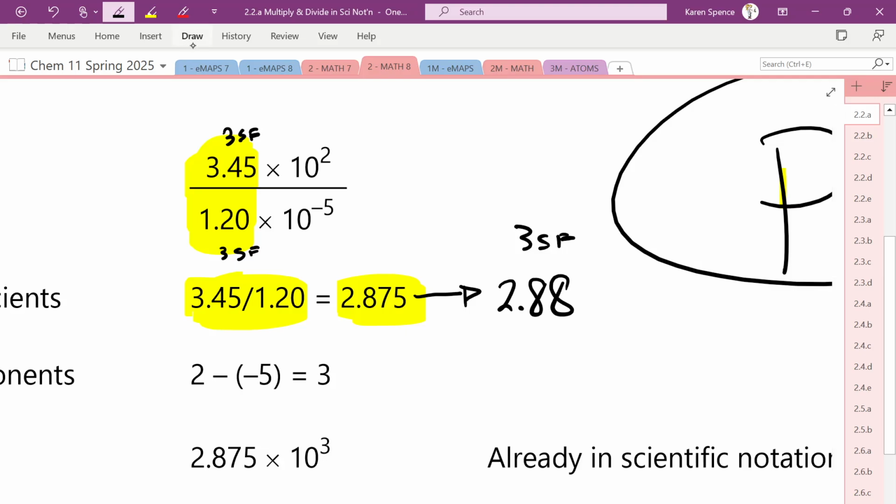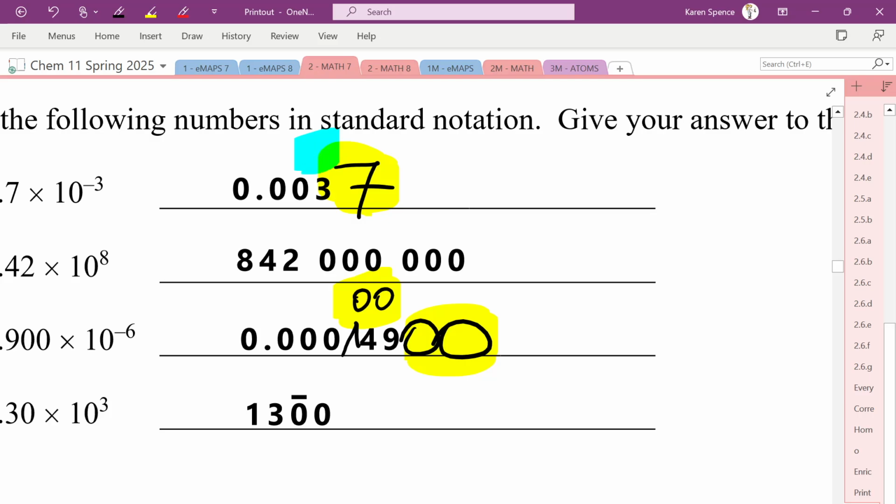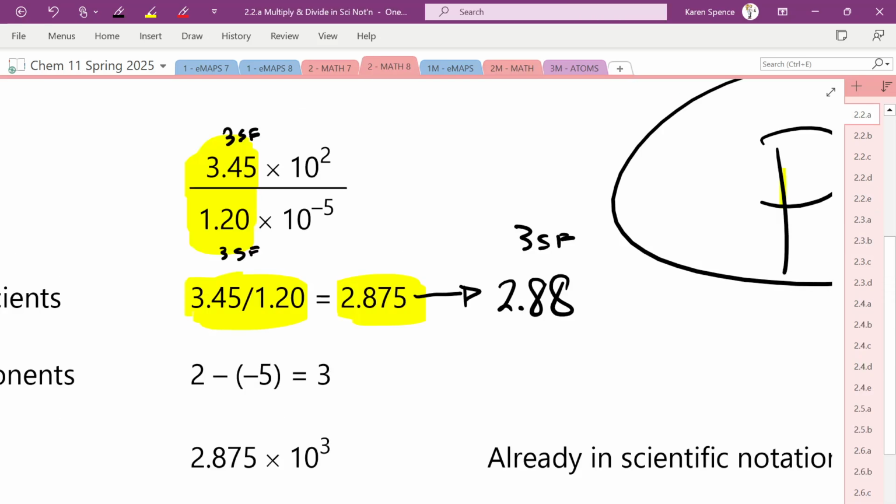Now, our powers of 10. Oh, here we are. Okay, good. We have 10 to the 2 and 10 to the negative 5. What do we do with exponents when they are divided? We subtract them, yes? Okay, so we're going to take 10 to the 2 and we are going to subtract negative 5. And you can see I did that down here.